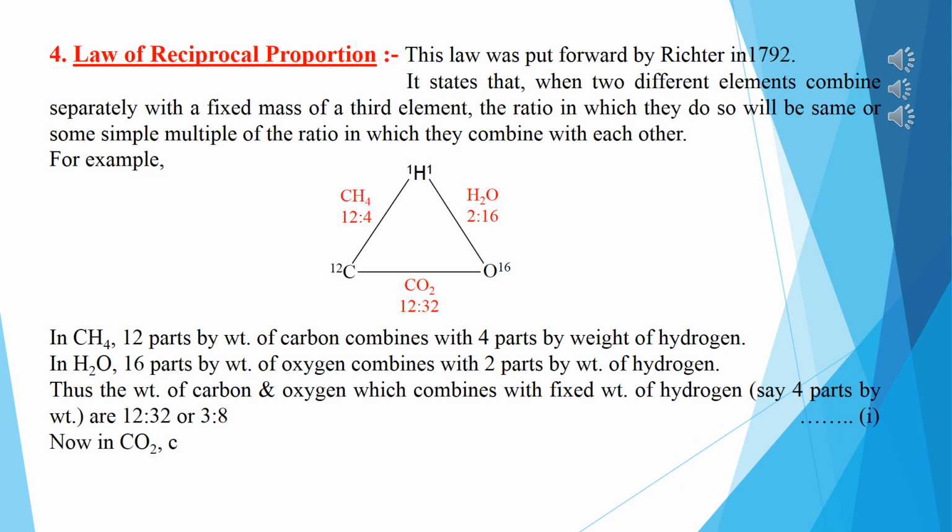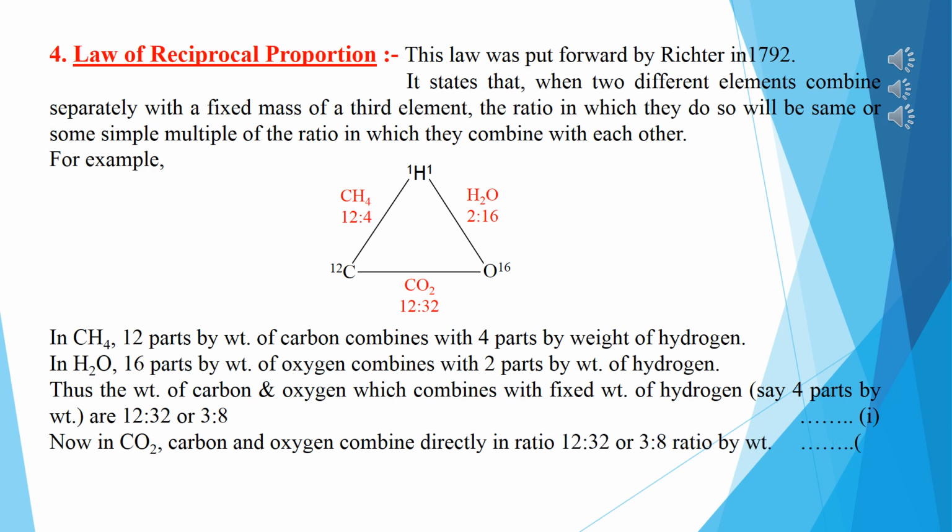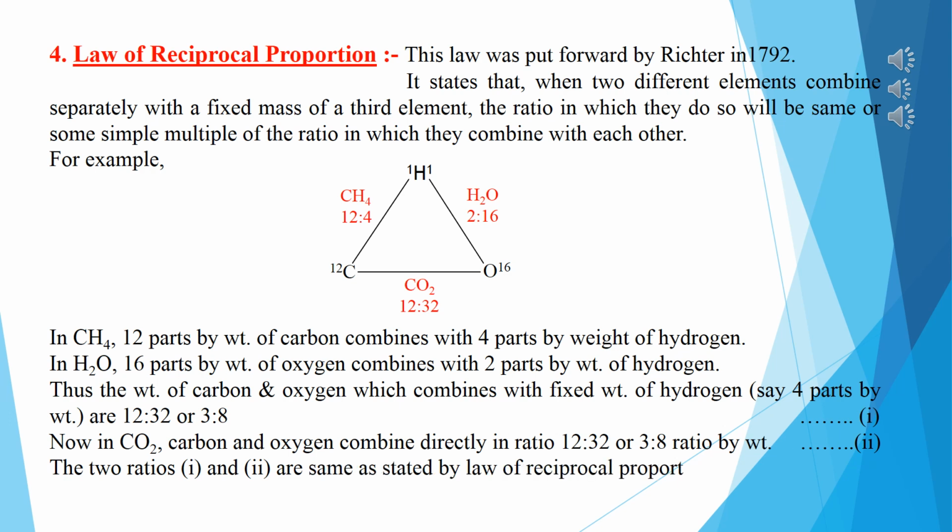Now, if carbon and oxygen combine with each other and carbon dioxide is formed, then carbon and oxygen combine directly in the ratio 12:32 or 3:8 by weight. The two ratios in the first and second equation are the same, as stated by the law of reciprocal proportion.